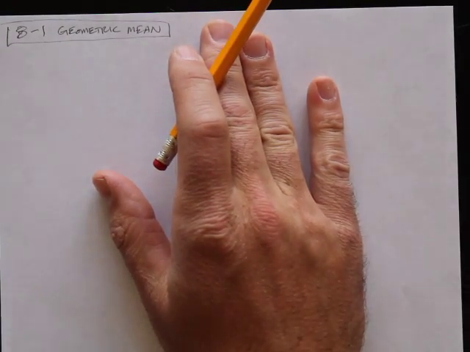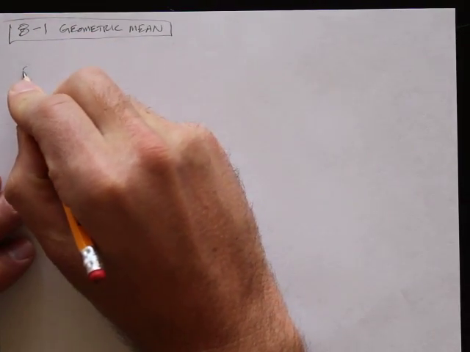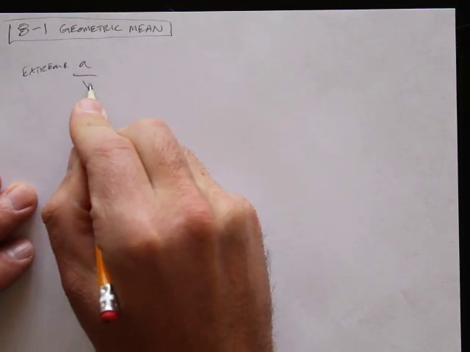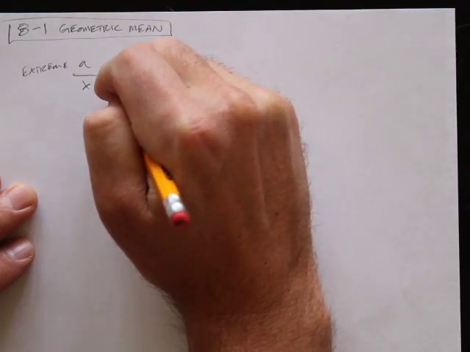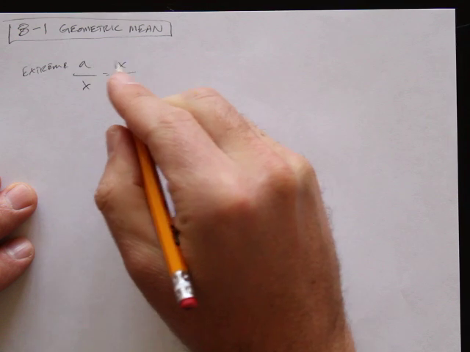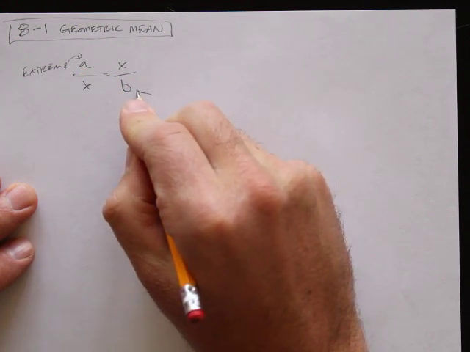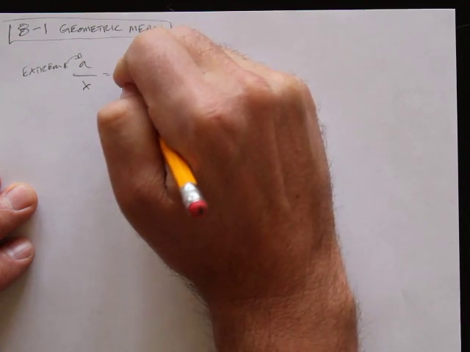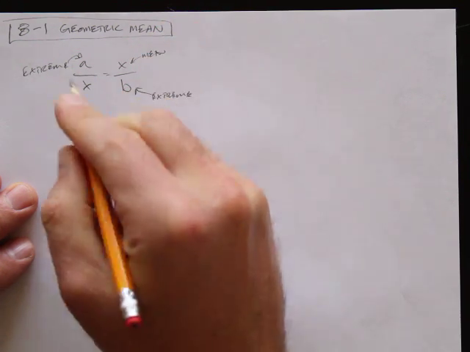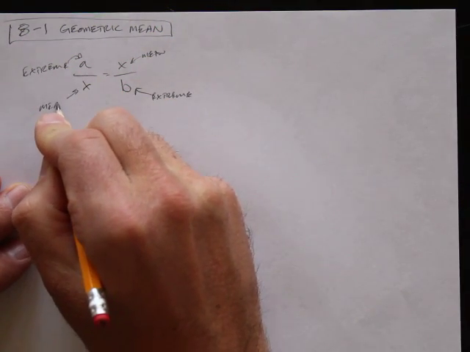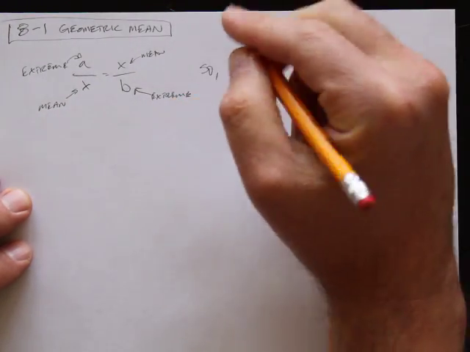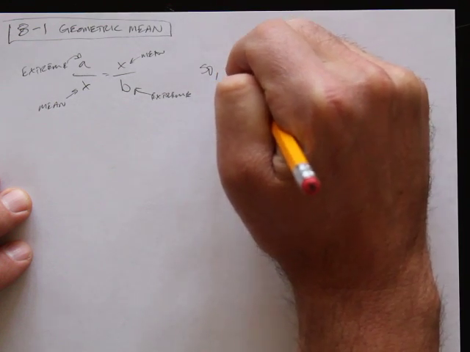And once you've done that, we're going to draw what that means. Here the extreme is a over x equals x over b. So the extreme here is this one, and the other extreme here is this one. And then here's the mean, and here's the mean of this one. So a over x equals x over b.